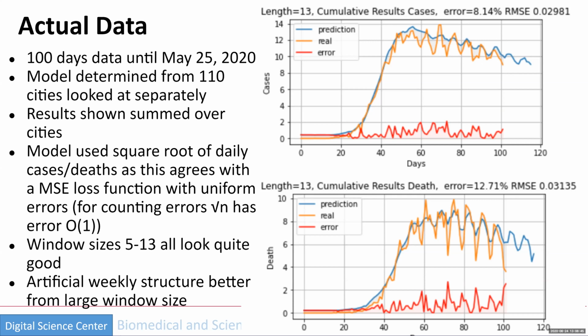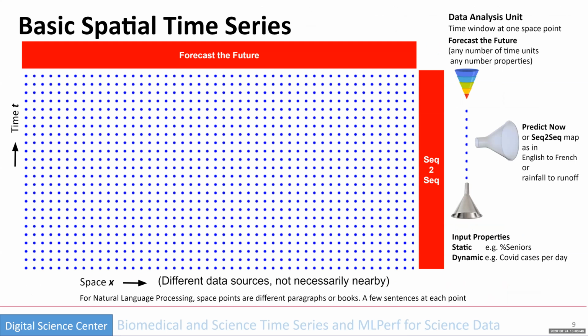for the weekly structure. But here I try to generalize it to explain the general problem, because there are a large number of problems, both biomedical and science, of this type. So you start off with a set of data, which are the blue dots, and in the horizontal axis is space. By space, I mean different data sources. For my COVID case, space is different cities. I have 110 locations along the bottom. They do not have to be next to each other. And then I have the time series, which was 115 in the case of data I had.